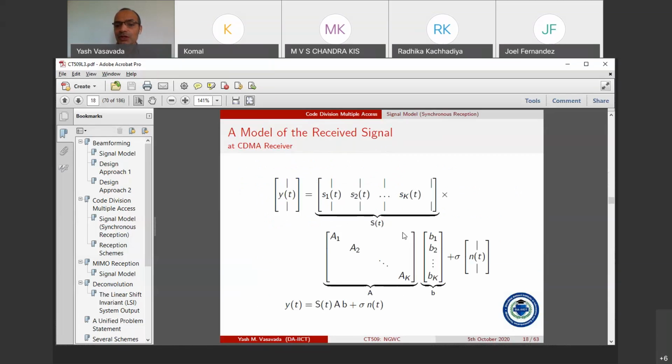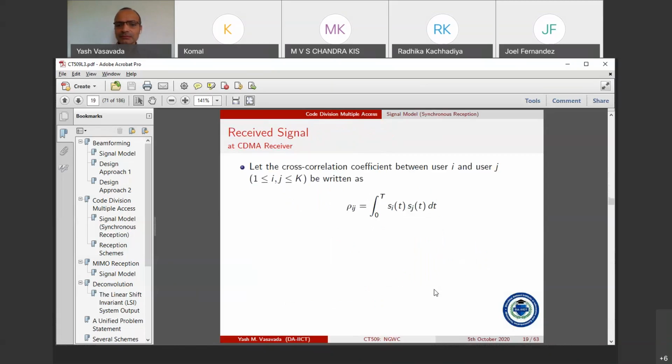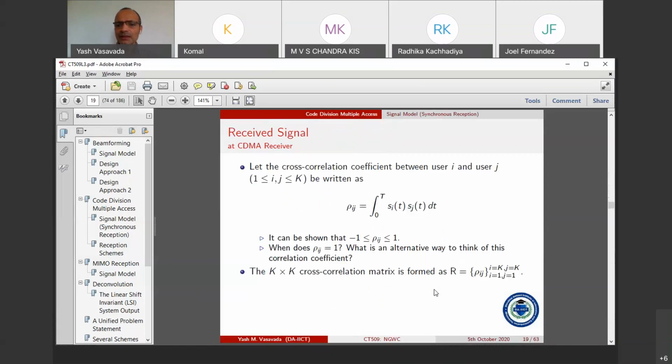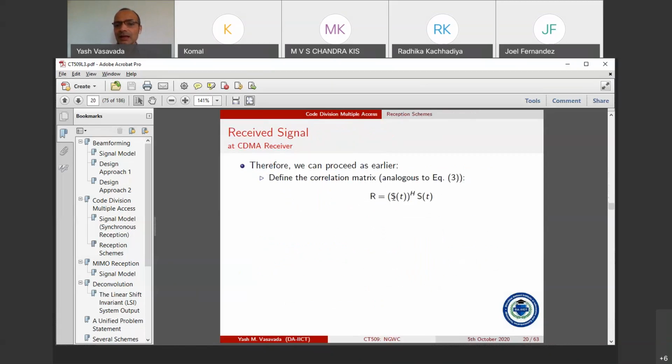For the sake of notational clarity, we introduce the amplitude values as a separate diagonal matrix, and we kept the symbols as a unit energy symbol vector in this vector B. Okay, so that is how we modeled the input at the CDMA receiver. And we formulated the correlation matrix among the signature sequences as R, the same as what we have defined earlier, the transpose of S with S itself.